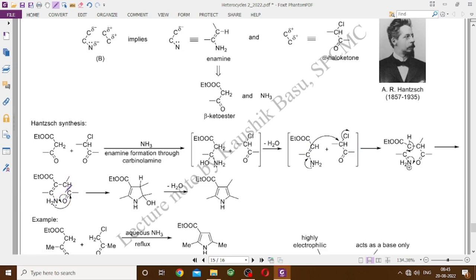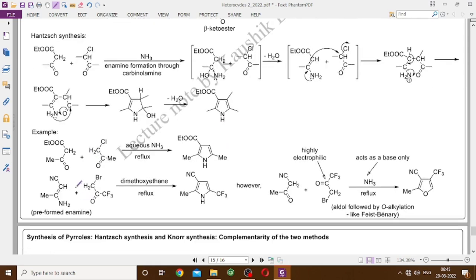So this ring closure will now take place to give you the corresponding carbinolamine, again losing a water molecule to give you this compound. So do the reaction with ethyl acetoacetate and alpha-chloroacetone in aqueous ammonia, and you end up with this thing. So this part is coming from alpha-chloroacetone, that part is coming from ethyl acetoacetate, and this part is actually being produced in the reaction medium, incorporating the ammonia to give the corresponding enamine derivative of the ethyl acetoacetate molecule.